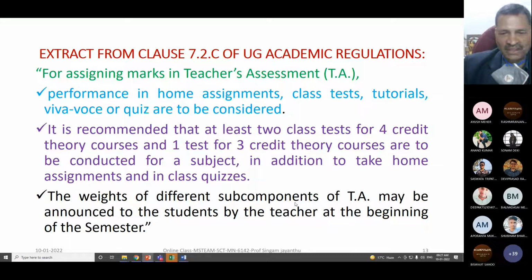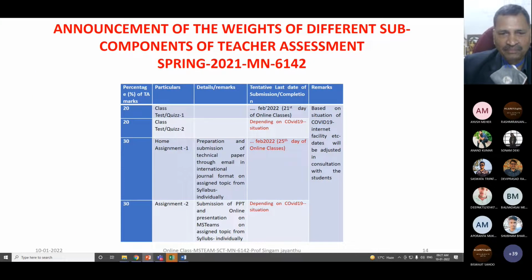The weights of different subcomponents of TA may be announced to the students by the teacher at the beginning of the semester. That's what I am doing now, pointing to you, my beloved students of MN2102. Now, the announcement is like this: announcement of the weights of different subcomponents of teacher assessment for this spring.